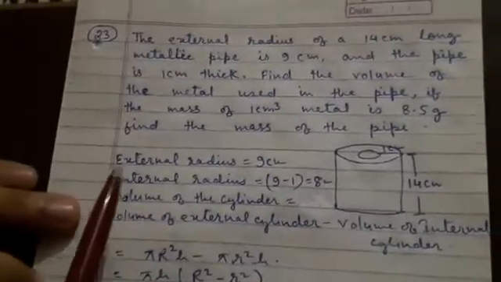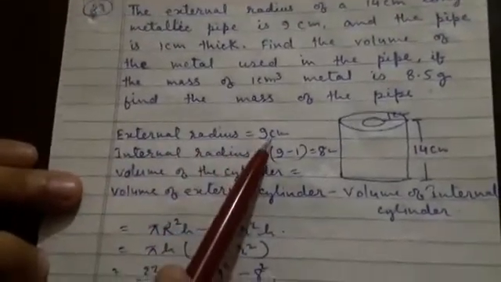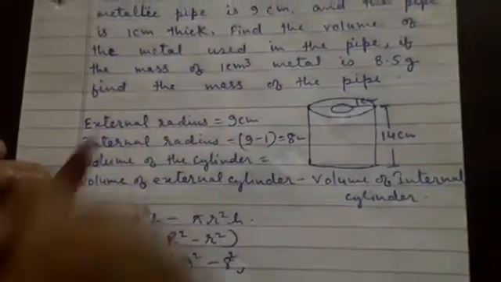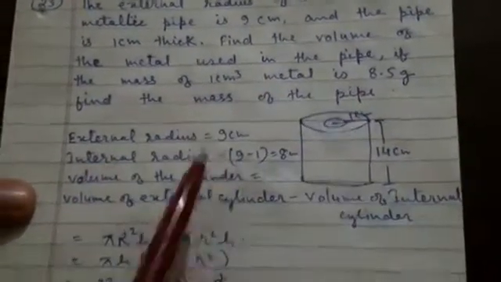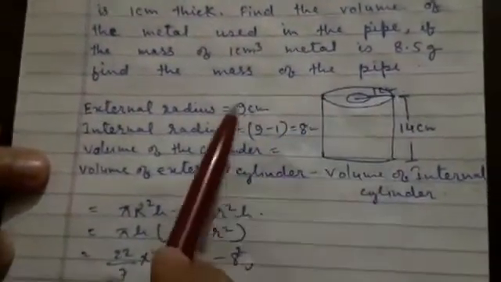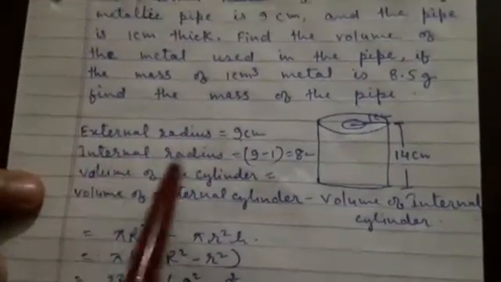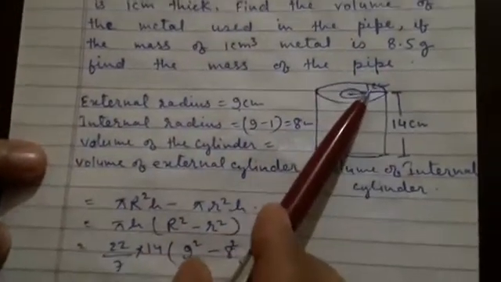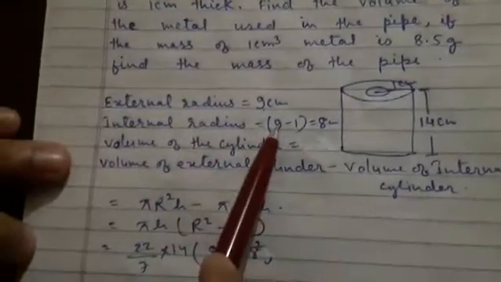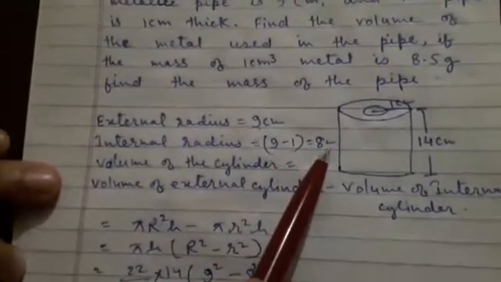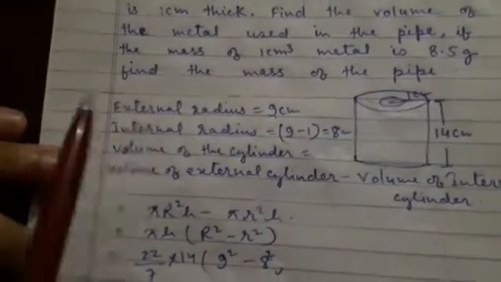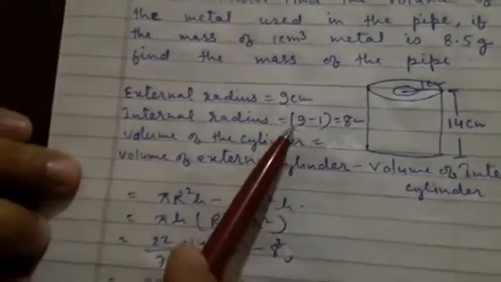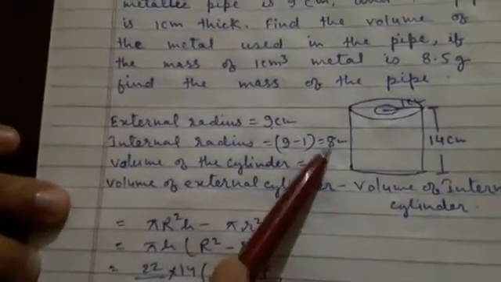Let us see. External radius is equal to 9 centimeter. It means from the center, capital R, the bigger radius, is 9 centimeter, and 1 centimeter is the thickness. So we'll reduce this. 9 minus 1, that is equal to 8 centimeter will be the internal radius, means small r is equal to 8 centimeter.